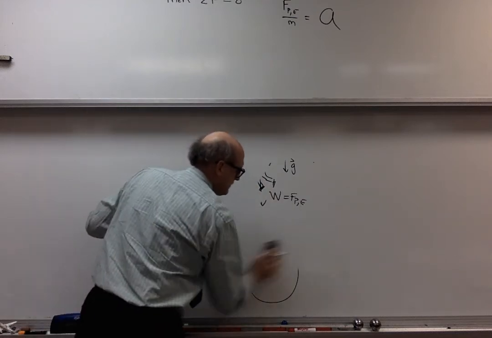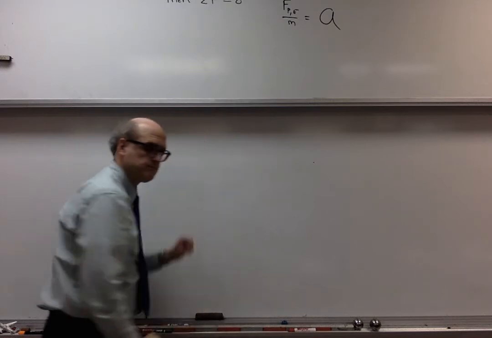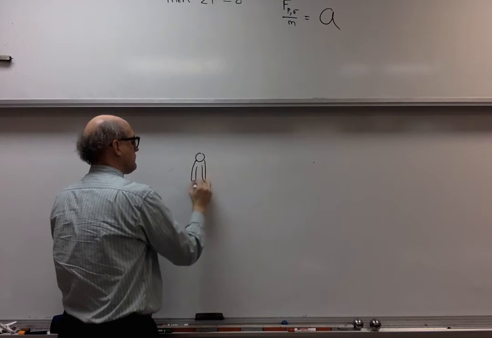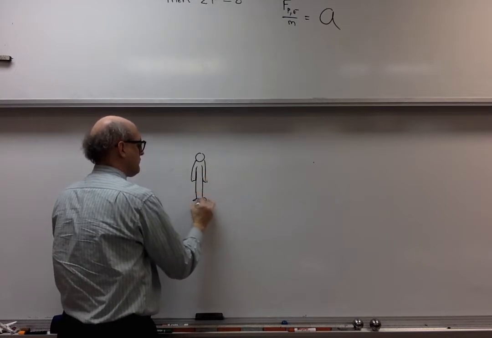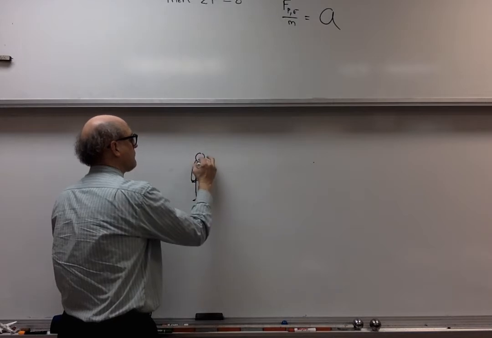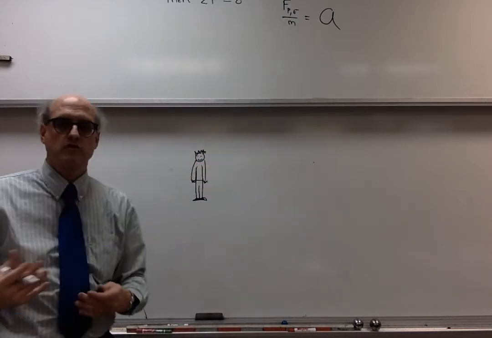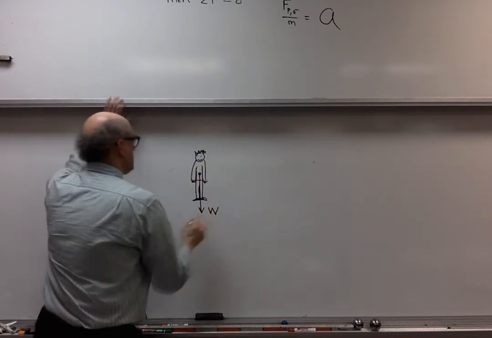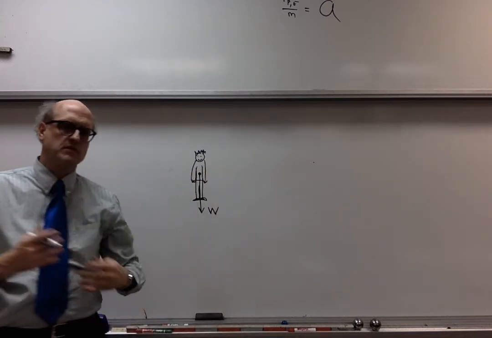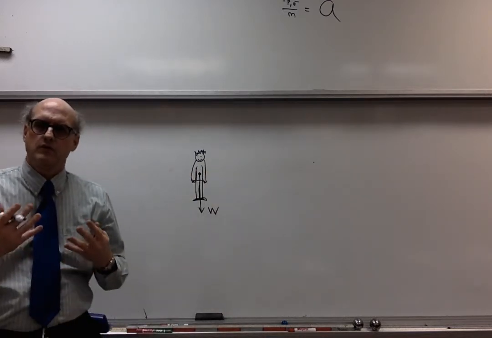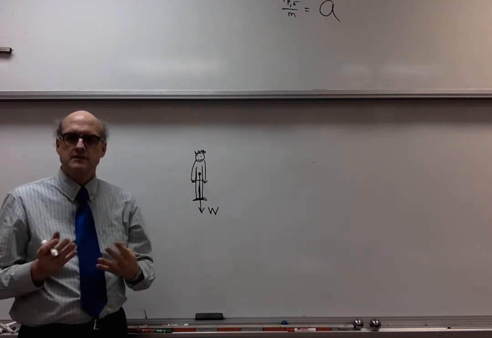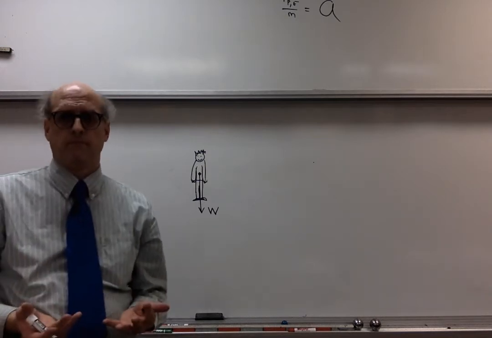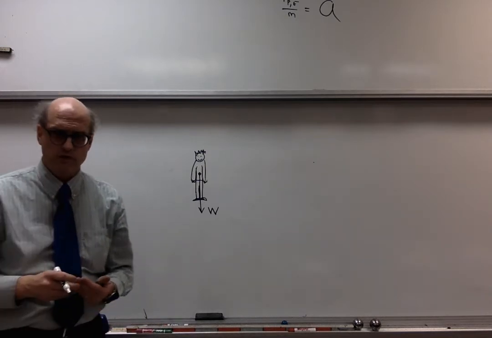Okay, suppose we have a person riding an elevator. So here's a person in the elevator. Now, what forces are acting on this person in the elevator? Well, one of the forces, of course, is the person's weight. The other force would be the normal force. Now, the size of the normal force could be either greater than the weight, less than the weight, or equal to the weight. It would be equal to the weight if the elevator is not accelerating. So the sum of the forces on the person would be 0.